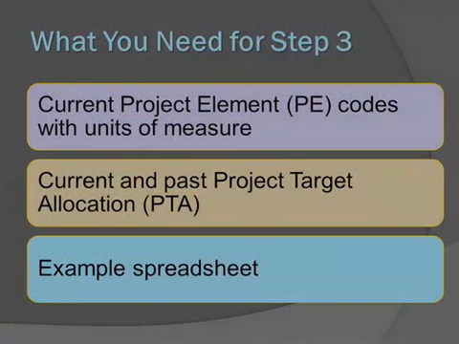And then you'll probably want at least a few copies of the current and past project target allocations, PTA, handy. That way you can see how many PE units you projected and completed in the past few years, and that'll help you project into the future. Then the example Excel spreadsheet will also be useful for ideas on how to schedule and measure the workload.